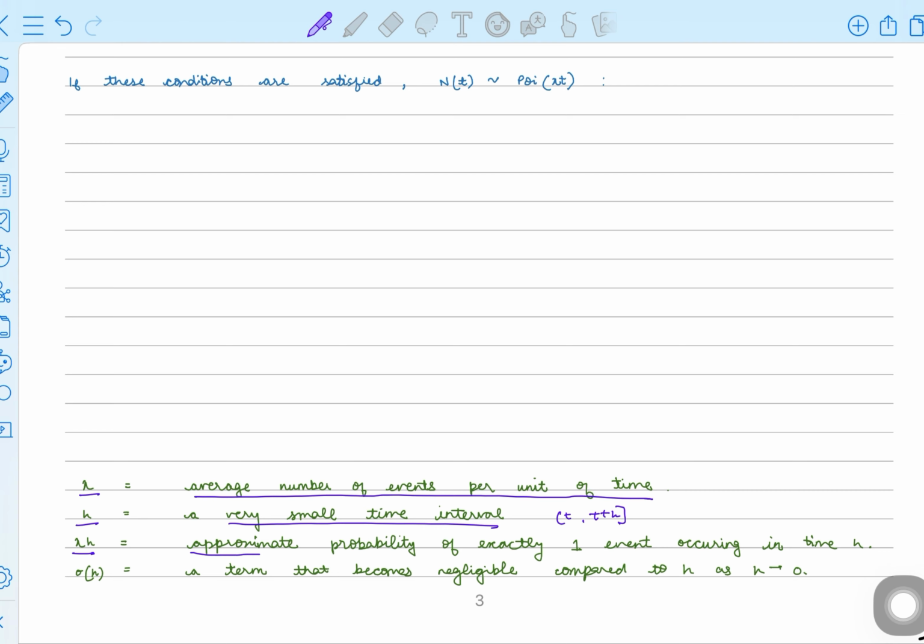This represents the approximate probability of exactly one event occurring in the time h. Since lambda is events per unit of time, multiplying it by a very small time interval h gives us the chance of one event in that interval. Then we have O of h. This represents a term that becomes negligible compared to h as h tends to 0. This means that such a term vanishes faster than h, so practically we treat it as negligible.